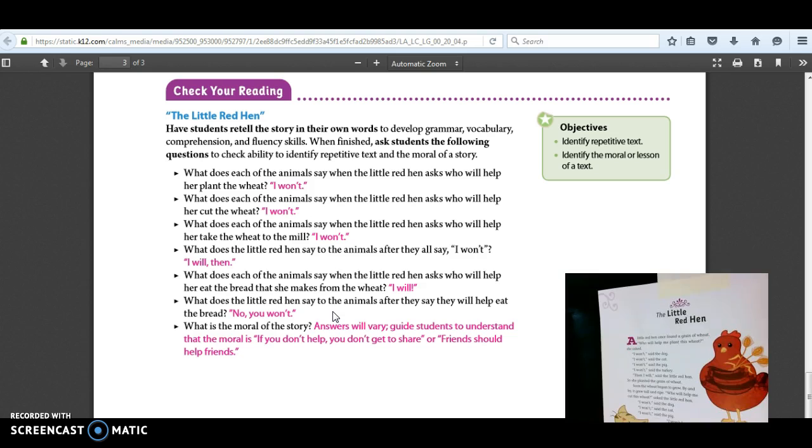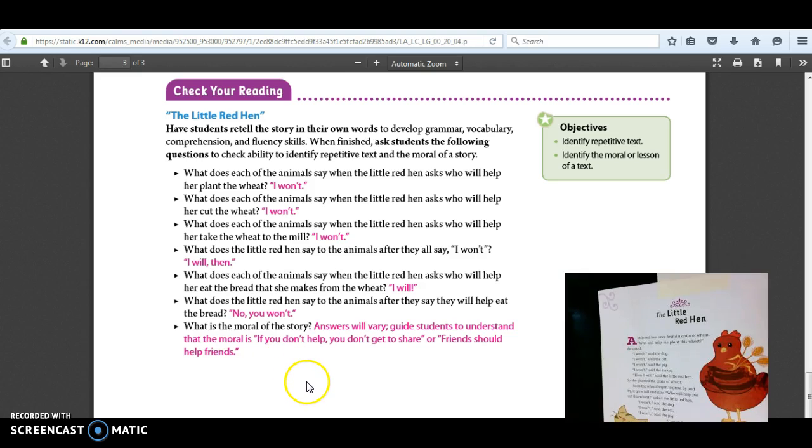No, you won't. They didn't help her do anything else. They would not help her plant the wheat. They did not help her cut the wheat. They did not help her take wheat to the mill. But then when the bread was made and she says, who's going to help me eat it? All the animals at that point decided that they would help her eat the bread. But the little red hen says, no, you're not going to eat my bread.